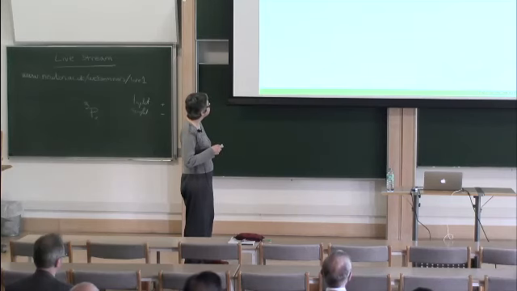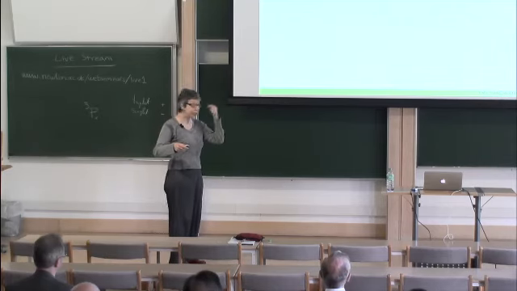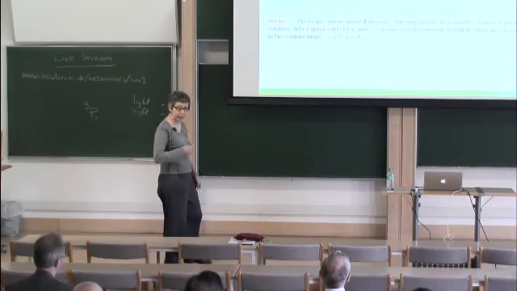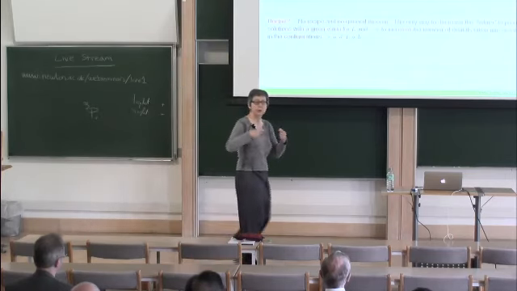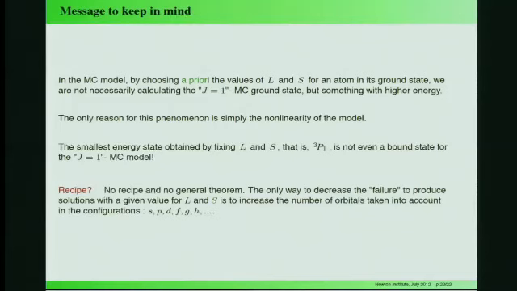So the smallest state, well, this is what I already said, the triplet P, which was the best candidate, is not really the ground state. You mix SP and PD configurations. And is there a recipe to avoid the failure, what they call the failure? Well, there is no recipe and no general theorem, because I proved to you that in the case of SP configurations there was no mixing, but in the case of SP plus PD, there is mixing. So there are cases in which there is no mixing.